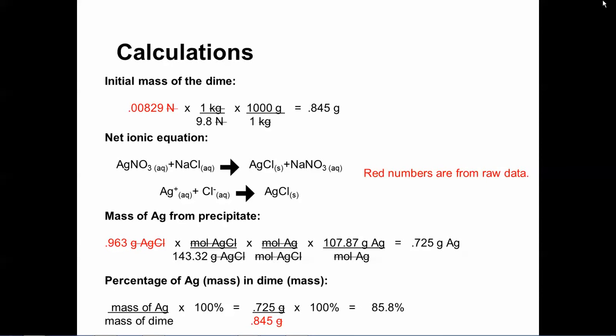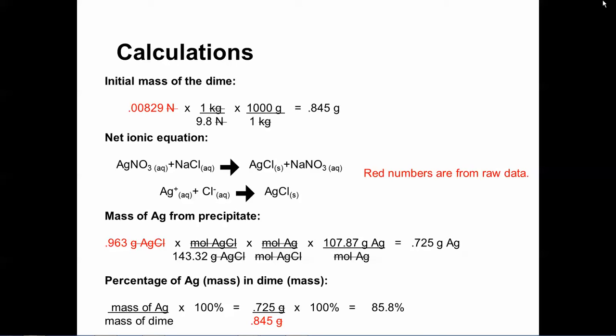So to find the initial mass of the dime, we must first convert the amount of newtons which we got, which was 0.00829, and we will get 0.845 grams.